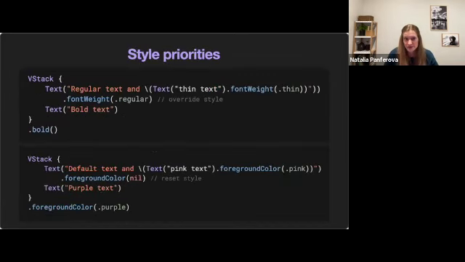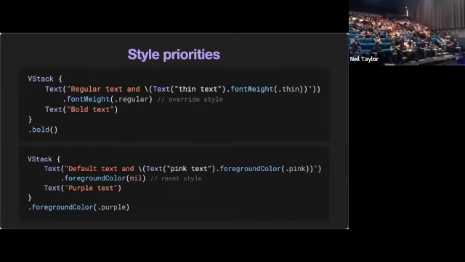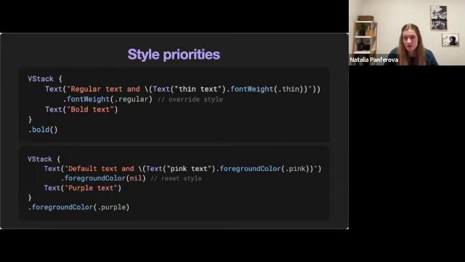We can override styles set higher up in the hierarchy by applying modifiers further down. Styles applied within text interpolation take priority over styles applied outside of the text view. In the first example we see on screen, we're applying the bold modifier on the stack. We are overriding the bold weight by setting font weight regular on the first text of the VStack. Inside of the first text, we are overriding the font weight once more on a portion of the string and set the weight to thin.